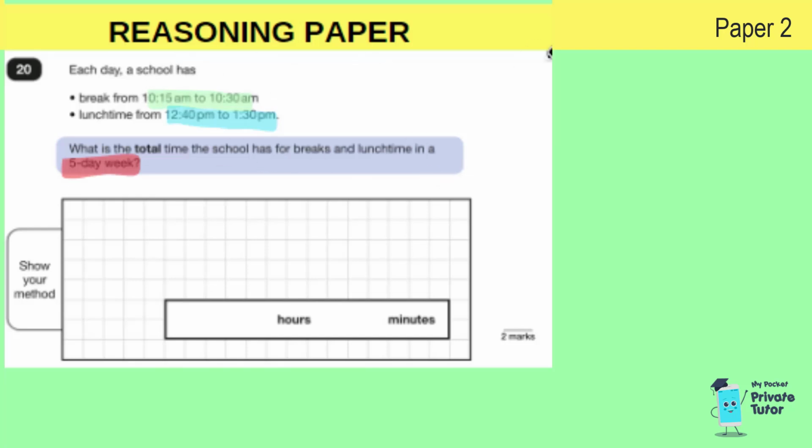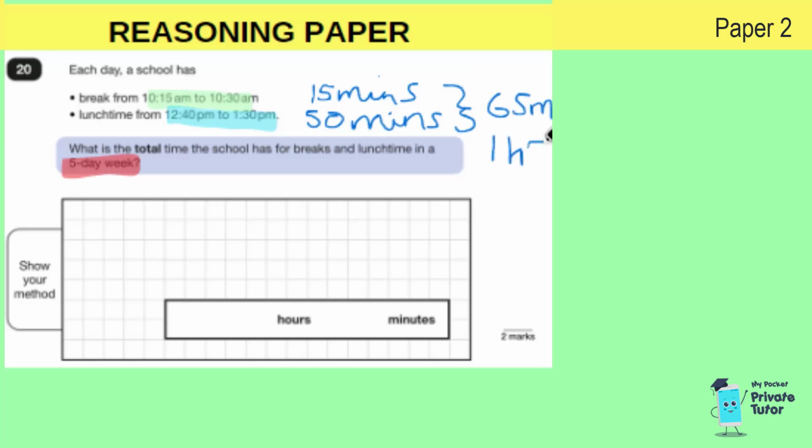So 10:15 to 10:30, that is 15 minutes. And 12:40 to 1:30, well 12:40 to 1 p.m. would be 20 minutes. 1 to 1:30 is 30 minutes, so altogether that's 50 minutes. So in one day we have 65 minutes or 1 hour and 5 minutes.